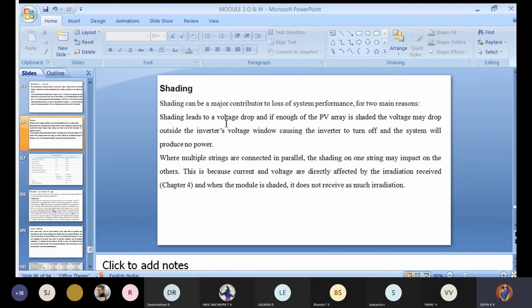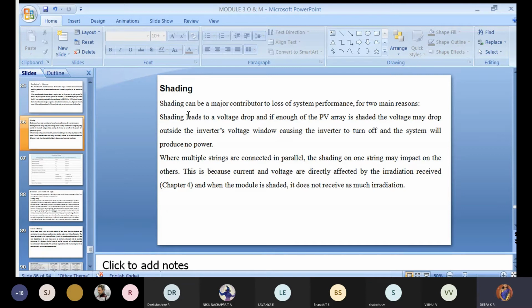Shading leads to a voltage drop, and if enough of the PV array is shaded, the voltage may drop outside the inverter voltage window, causing the inverter to turn off and the system will produce no power. So here, with shading, we are mainly concerned about the conversion of energy. Already your inverter will be selected based on the PV capacity, and the limitation is already given. In the last problem, we know that the range has been given between 264 to 600. A minimum of 264 must be reached at the input of the inverter, then only it will start the conversion process. But if it falls below that, then your inverter will not turn on to convert your energy.